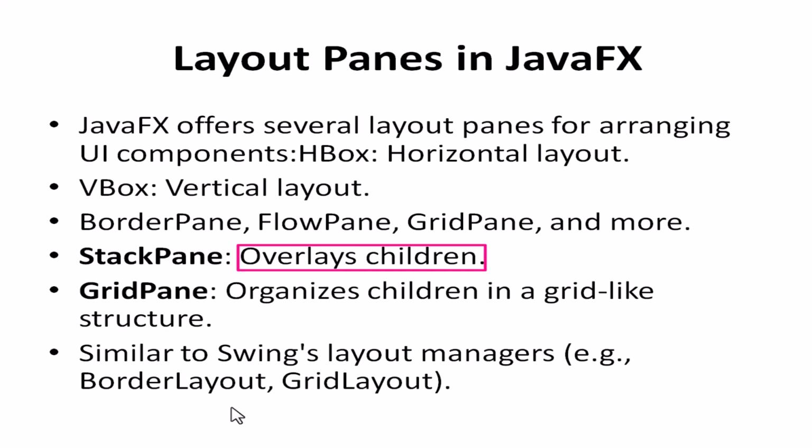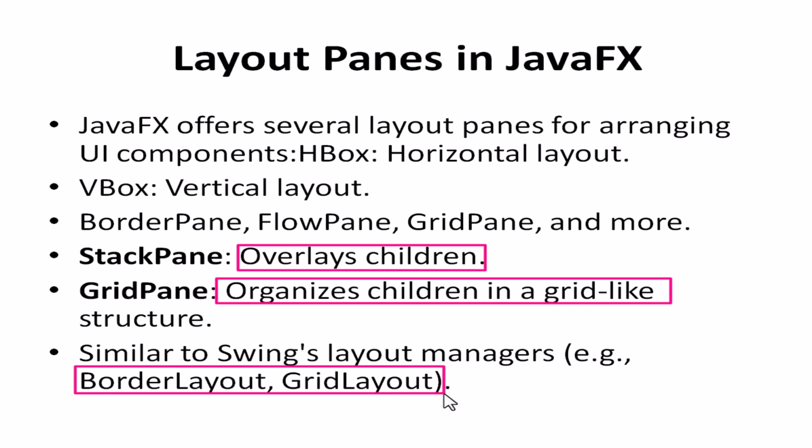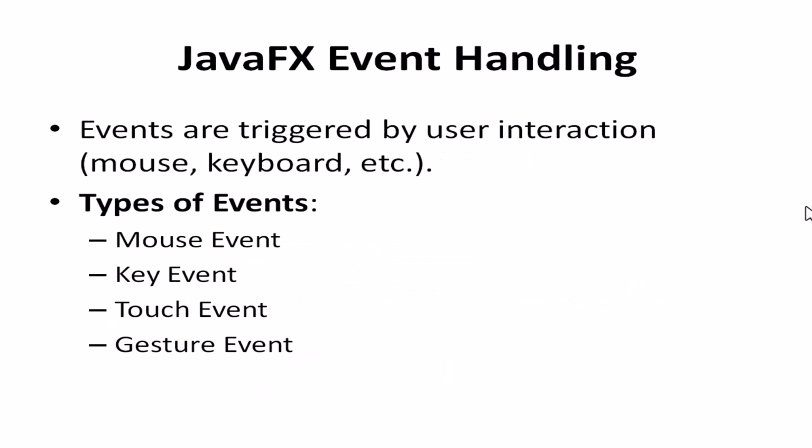Next, grid pane. It organizes children in a grid-like structure. A grid is organized in an ordered manner, where you can specify all the layouts in the frame. Here we also have different layouts such as border layout, grid layout, flow layout, box layout, and so on. All the layouts supported inside Swing are supported.